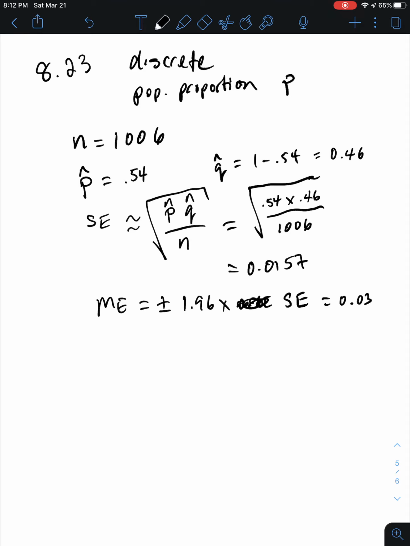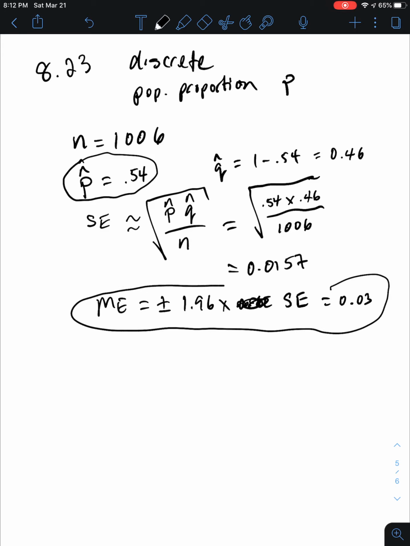In summary, our point estimate is that 54% of Canadians believe Canada should be a melting pot, with a 3% margin of error. And 3% is actually quite typical for a telephone survey. If you look in the Globe and Mail, which is better than USA Today, the Globe and Mail will give margins of error.